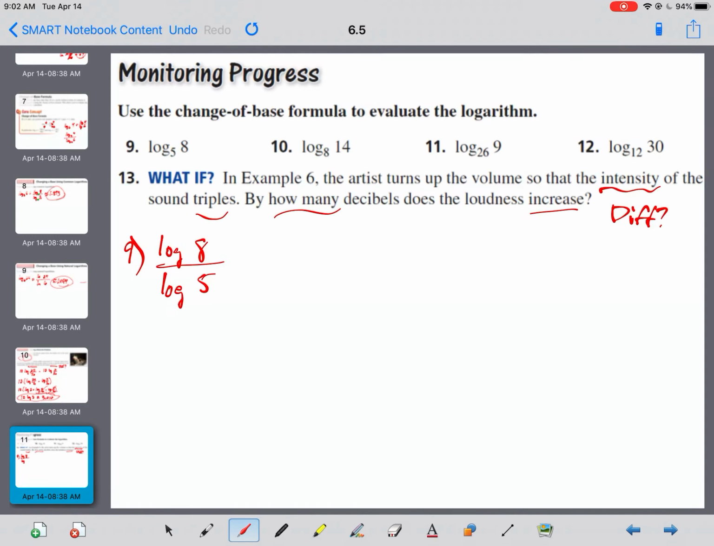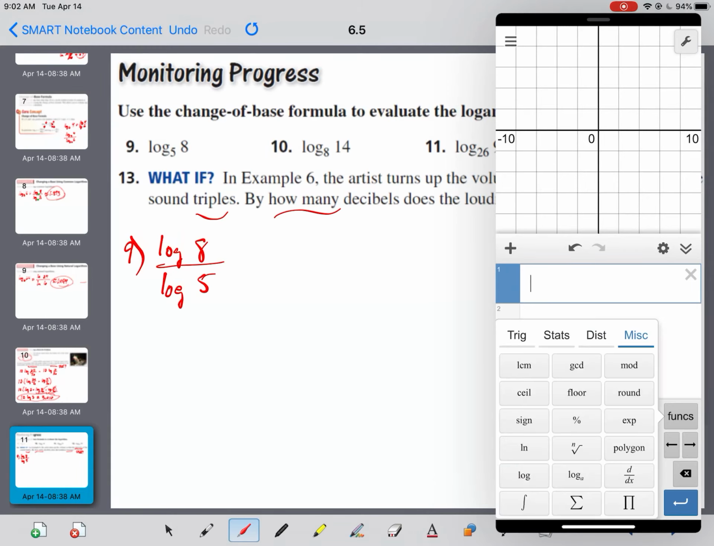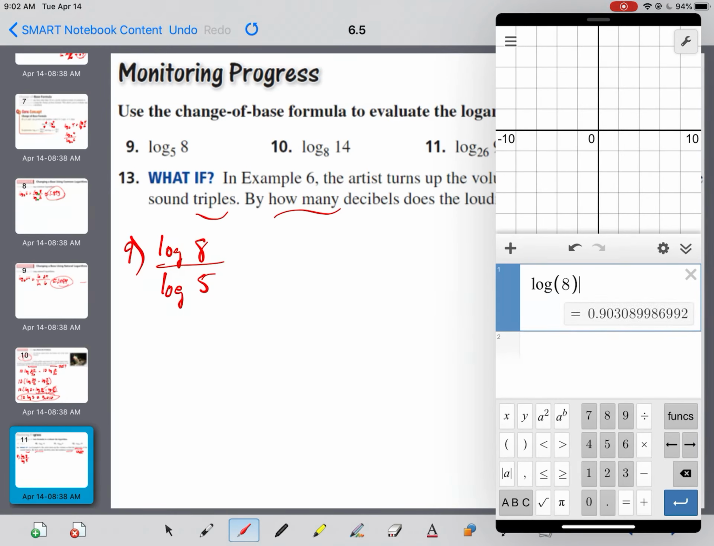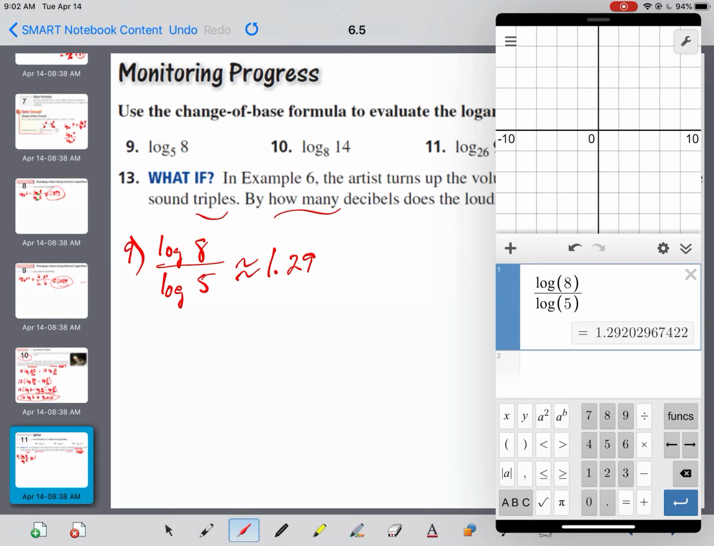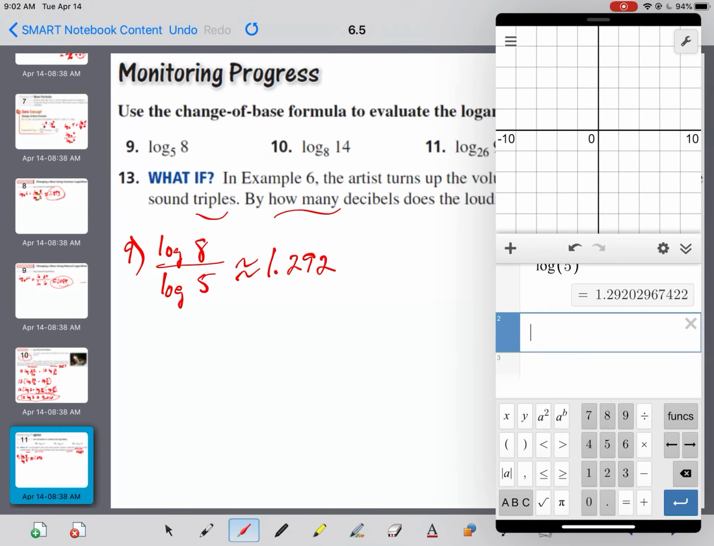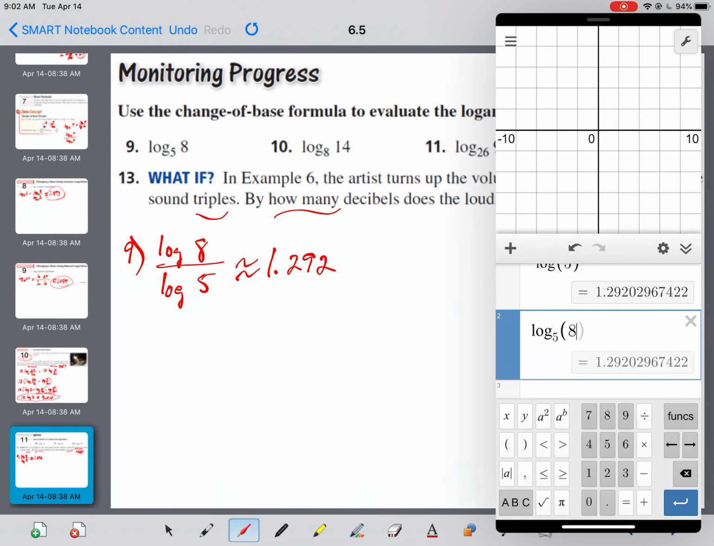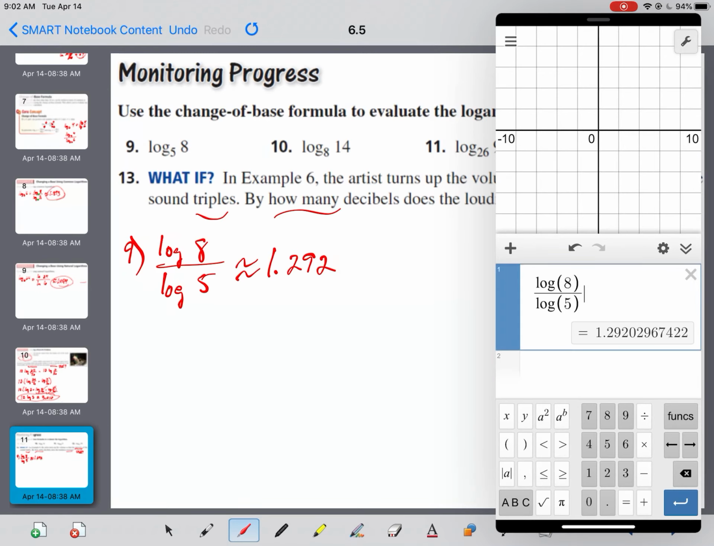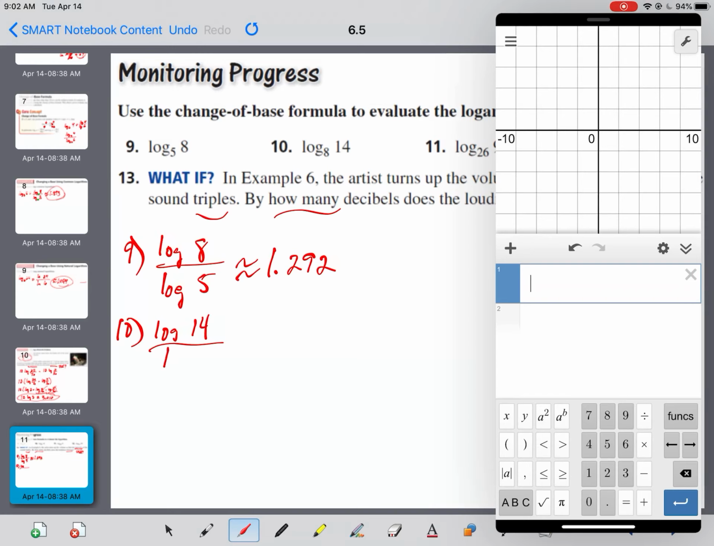9. Use the change of base to evaluate the log. So that's log over log, 8 over 5. Now, if we do log of 8 divided by log of 5, we get about 1.292. Now, just to be curious, what if we did our change of base and we did log base 5 of 8? Gives us the exact same number. Doesn't matter which way you do it, because all the calculator is doing is changing the base for you.